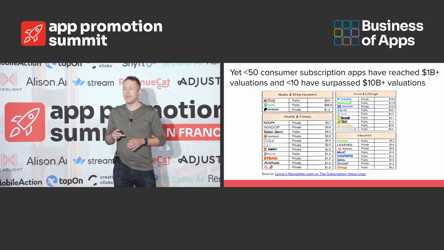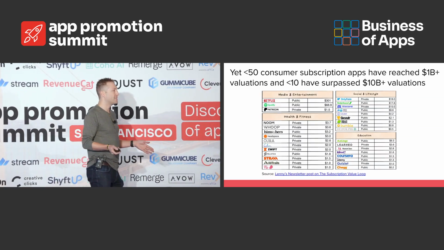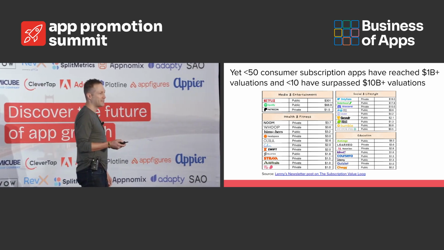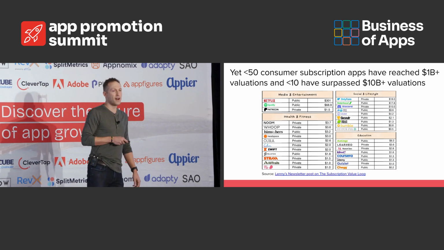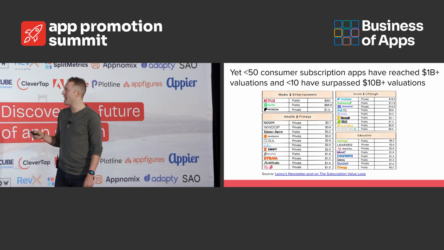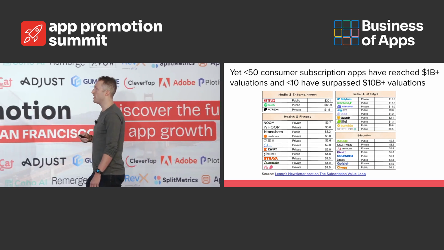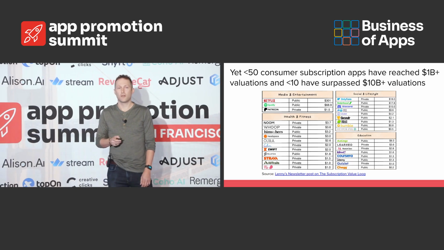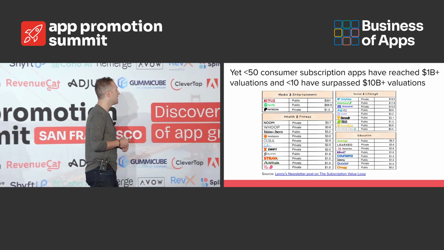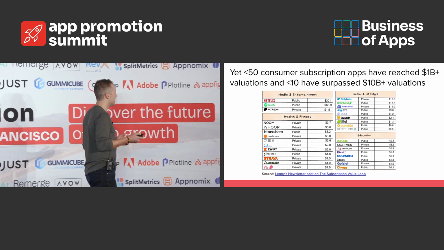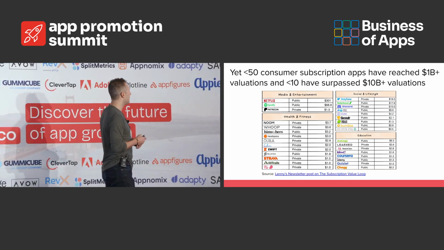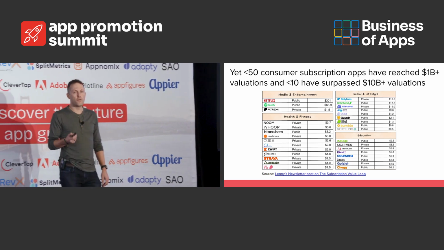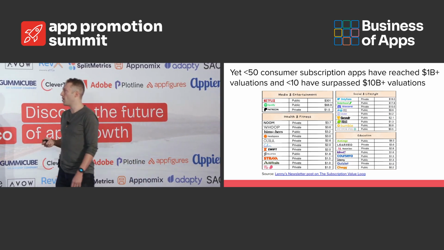But when you really zoom in, there haven't been that many big success stories, right? Of hundreds of thousands of consumer subscription apps, less than 50 have ever reached a $1 billion valuation, and less than 10 have ever surpassed $10 billion market cap. And that's across both private and publicly traded companies, right? So there just aren't that many big outcomes that we've seen in this space. And what's more surprising is they're confined to just 4 categories: media and entertainment, health and fitness, social and lifestyle, and education. So far, that's where most or all of the big outcomes have been.